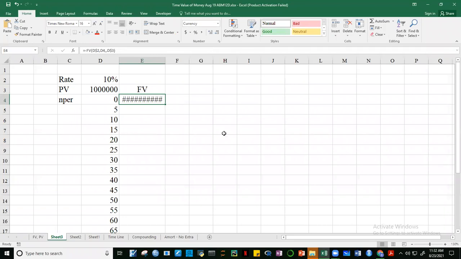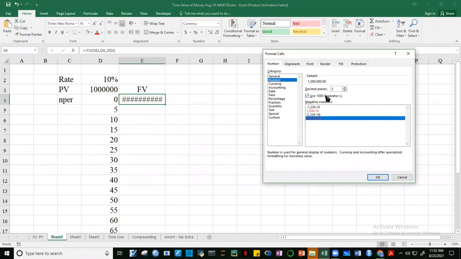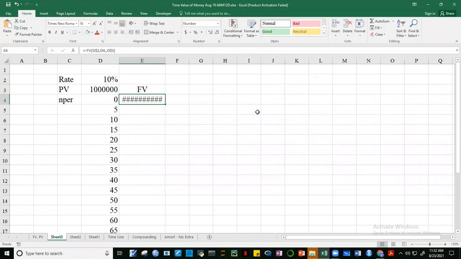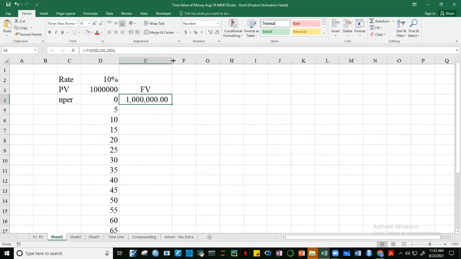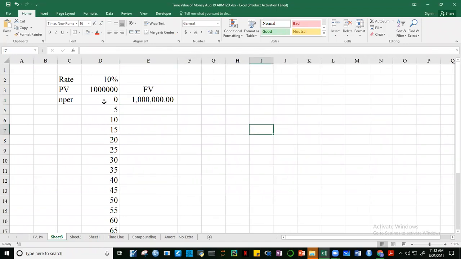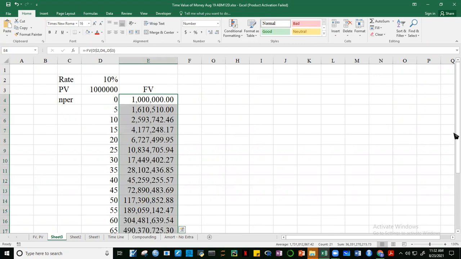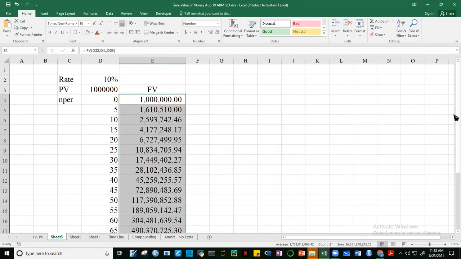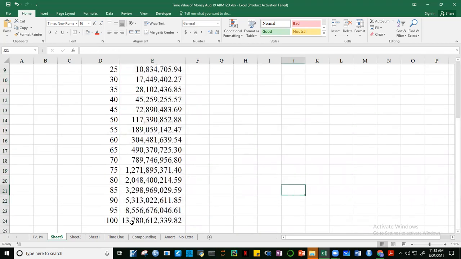Okay, sandali ha. Format lang natin, Control 1 at make it a number. There. So of course guys, ang future value ng 1 million today is 1 million pa rin. Okay, kasi hindi naman siya gumalaw eh, kasi 0 lang yung number of periods. And then we can just double click this. Okay, there you go. So ito guys yung future value natin.